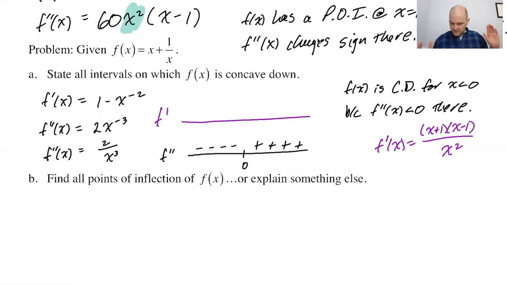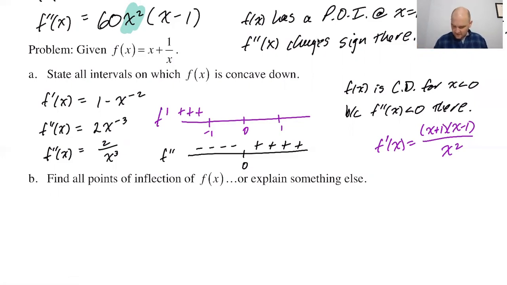All right, so I need to put -1, 1, and 0 on this, and I want them in the correct relative positions. Plug in negative a billion, I get negative, negative, positive, negative, negative, so 2 negatives, so positive. So I know that the function is increasing and concave down until I get to -1. That's the kind of thing we want to do.